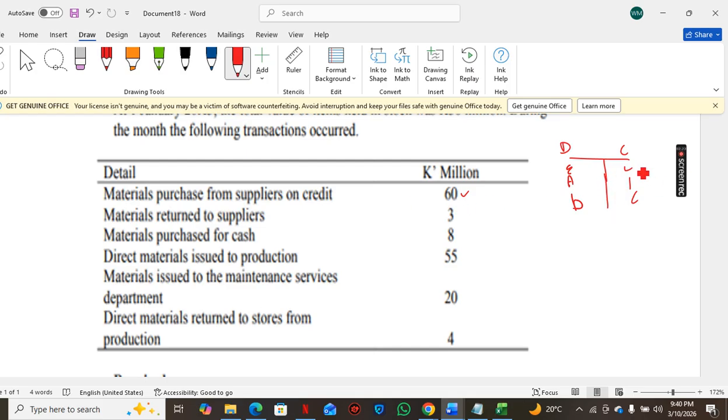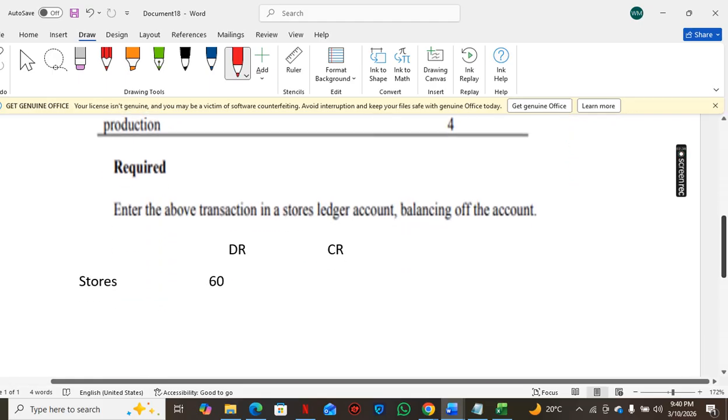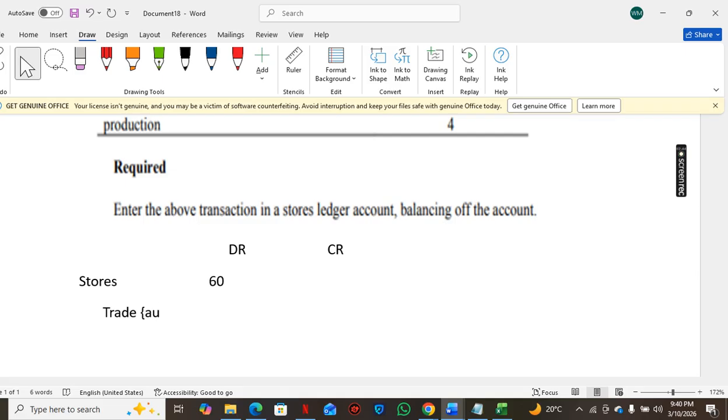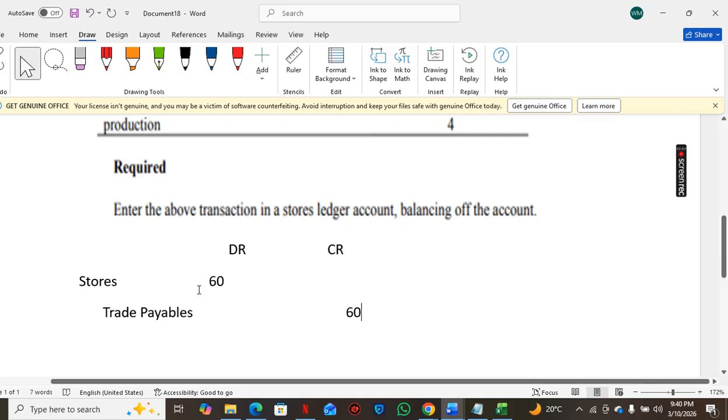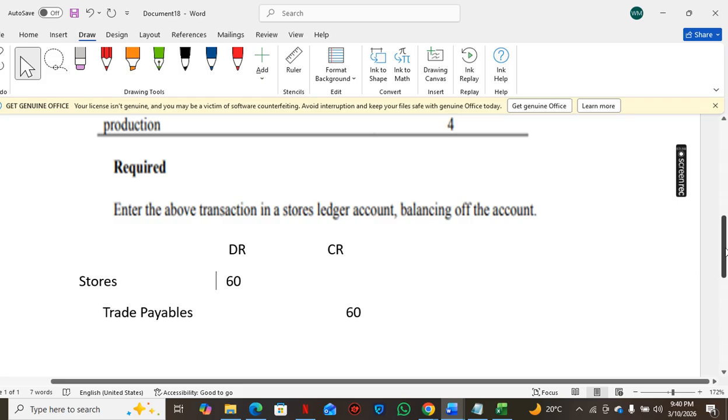A trade payable is a liability. Increasing a liability, you credit. Okay, so we are going to credit the trade payables 60 million. Increase in a liability. Any questions, colleagues? Most of you are thinking, double entry, no more. It's here, colleagues. It's here.